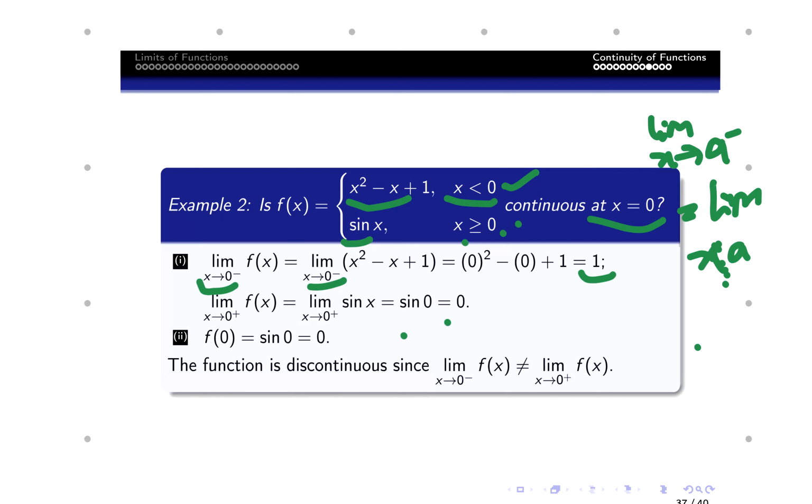So you see that for the function at 0, the limit does not even exist, first of all. But then if you evaluate the function at x equals 0, it actually does exist. The limit does not exist, but this one exists. So at the end of the day, the function is discontinuous since the limit of f of x as x approaches 0 from the negative side is not equal to the limit of f of x as x approaches 0 from the positive side. Okay.